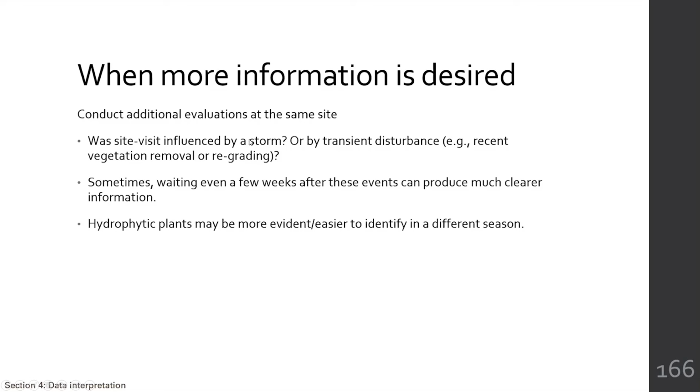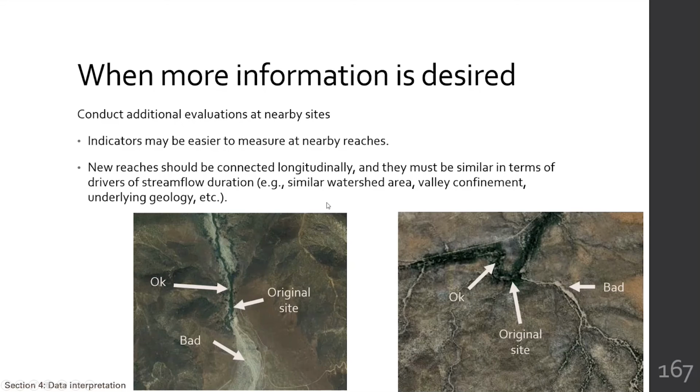If you want to conduct an additional evaluation at the same site, this is great if your assessment was influenced by a storm or some sort of transient disturbance and you just come back after the disturbance has dissipated. It might be easier to identify plants if you come back in a different season, for example. I should say also, aquatic invertebrates can be easier to identify when they're more mature. So if you go very early in the winter, it can be harder to identify some of them.